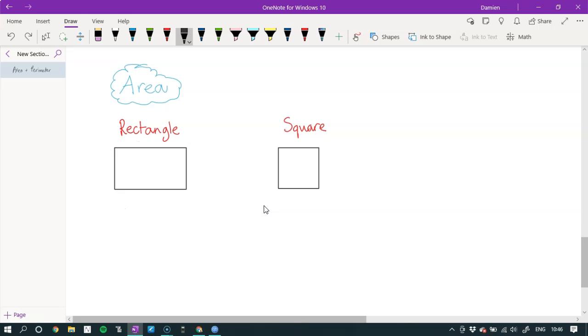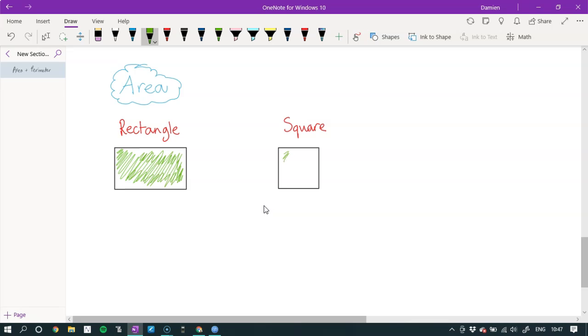Area though is slightly different. Area calculates how much space is inside the box, how much space it takes up, all of this in here. So if you can imagine this is a football pitch, perimeter would work out how much paint you would need to go around the outside of the pitch to mark out the pitch. That would be all the way around the outside. Area is different. Area will be used to figure out how much grass seed you're going to need on the pitch, how much area you've got to cover.